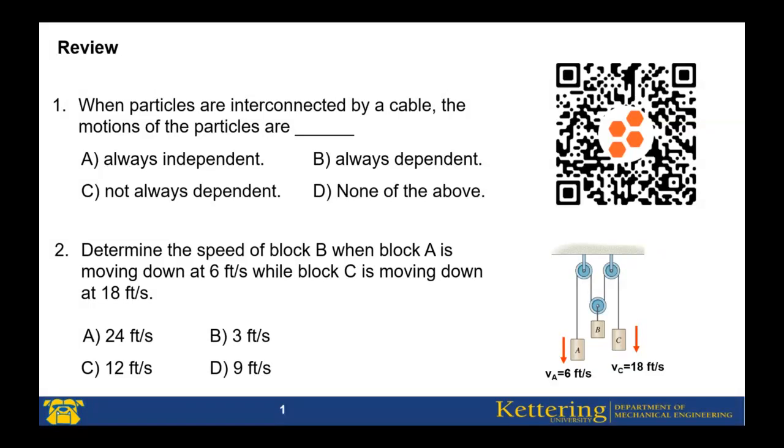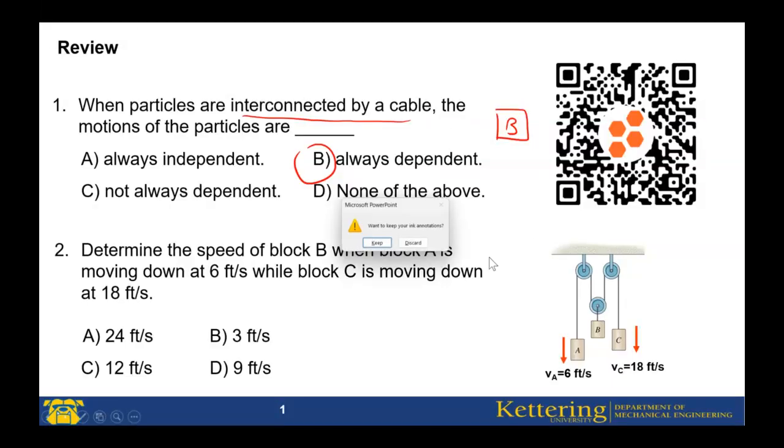When particles are interconnected by a cable, as I mentioned, the motion of the particles is always dependent. Why? They are interconnected by the cable. The correct answer for this one is B. For the next one, we want to determine the speed of block B when block A moves down with this speed, and block C is also moving down with the speed of 80 foot per second.